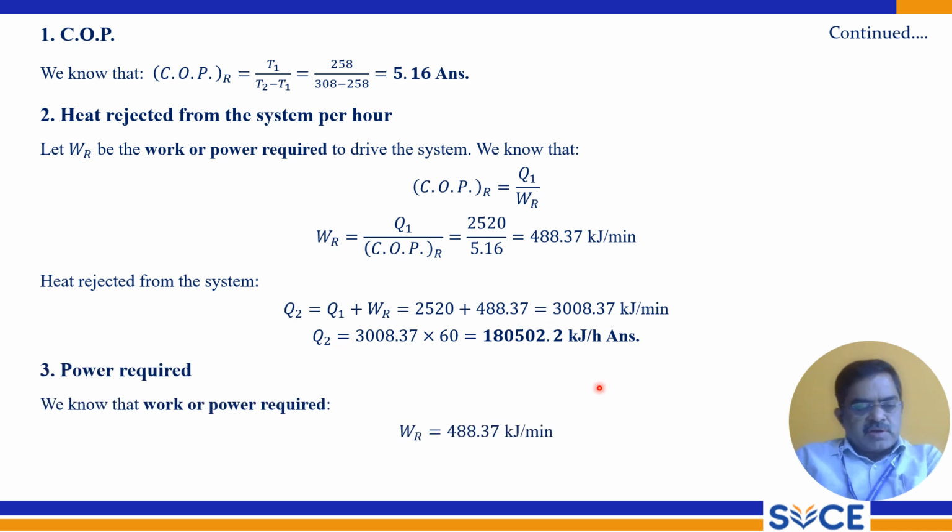Power required is third task. WR equal to 488.37 kilojoules per minute. So 488 divided by 60 equal to 8.14 kilojoules per second, or we can say it is kilowatt also. Kilojoules per second equal to kilowatt otherwise. So this is the power required. So we have done now. We have calculated all three tasks. So it is a very simple problem.